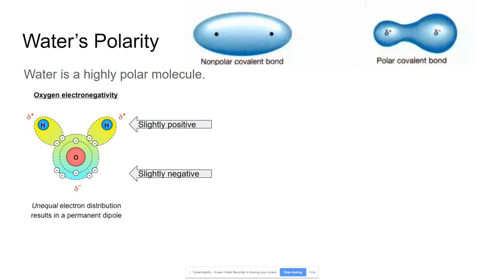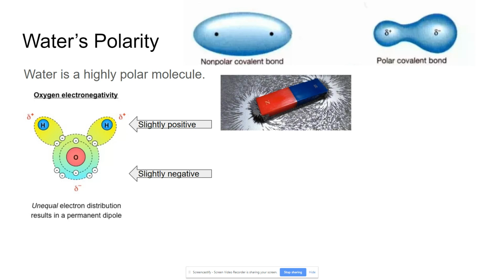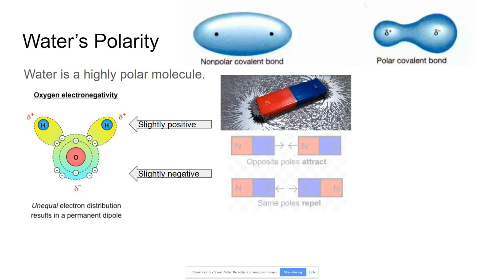This is a lot like a magnet where you have a north and south end, but instead of having north and south, you're going to have a positive and negative end. And in the same way that opposites attract and the same things repel in a magnet, the same is true of these polar molecules with their positive and negative poles.